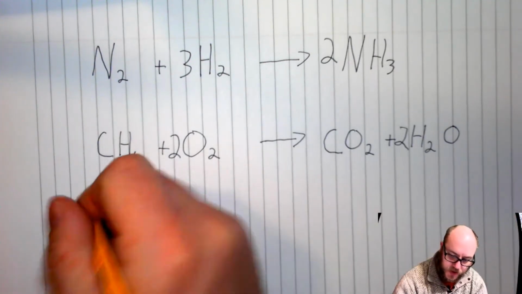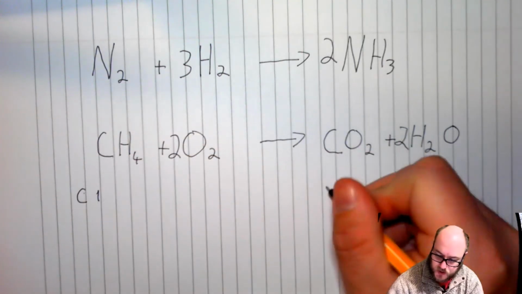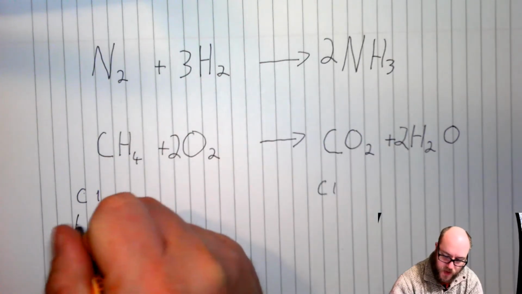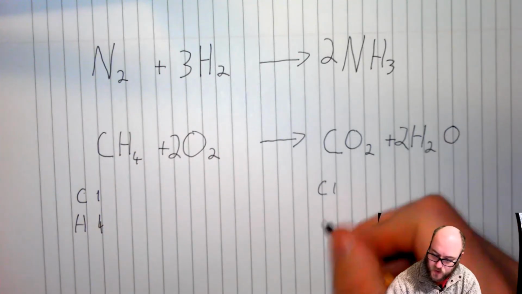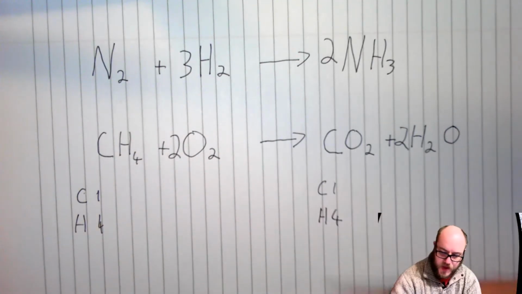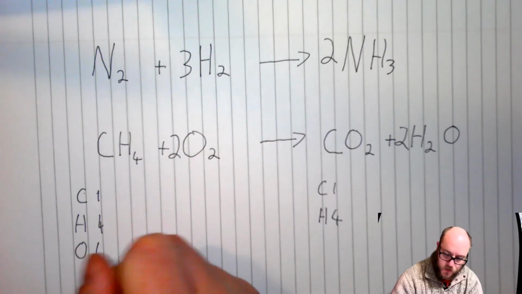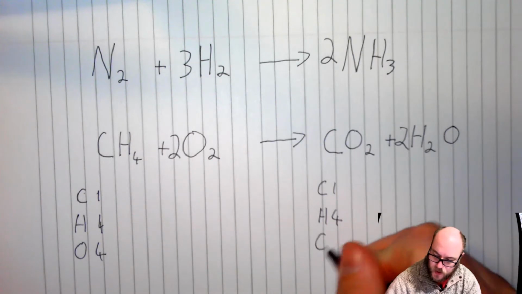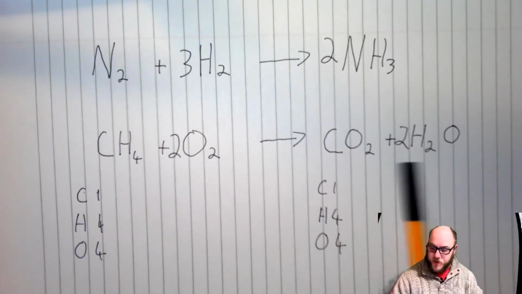So we do that by doing a little element audit. Carbons, I have 1 on this side. Carbons, I have 1 on this side. Hydrogens, I've got 4 there. Okay, and hydrogens I've got 2 times 2, which is 4 over there. Oxygens I've got 2 times 2, which is 4. And oxygen here I've got 2 there and 2 there. So that is 4.